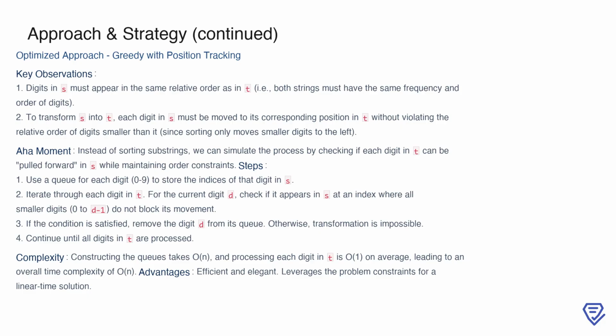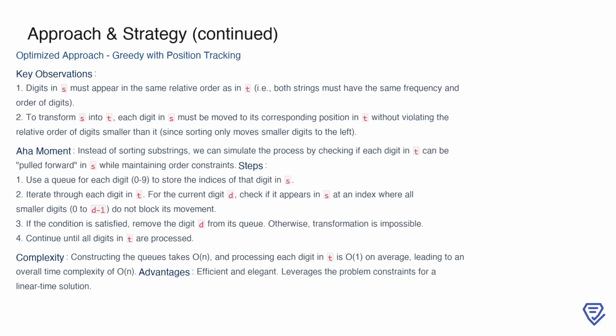Instead, we track the positions of each digit in S using a queue for each digit from 0 to 9. Then, as we iterate through each digit in T, we check if the current digit can be pulled forward in S while ensuring that no smaller digits block its movement. If this condition is met, we remove the digit from its queue, otherwise, the transformation is deemed impossible.